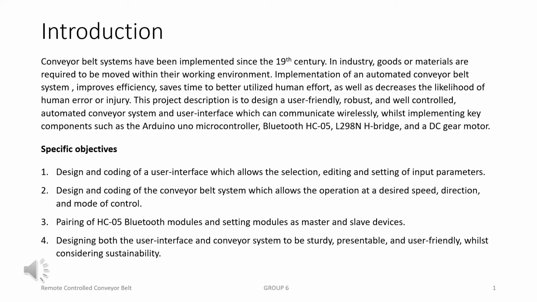2. Design and coding of the conveyor belt system which allows operation at a desired speed, direction, and mode of control. This includes allocating possible operation options as variables according to that set at the user interface, receiving inputs via Bluetooth, implementing a PID control mechanism to maintain desired input parameters, displaying actual operation parameters on an LCD, implementing push buttons to view actual parameters and an emergency stop button, implementing LED operations.